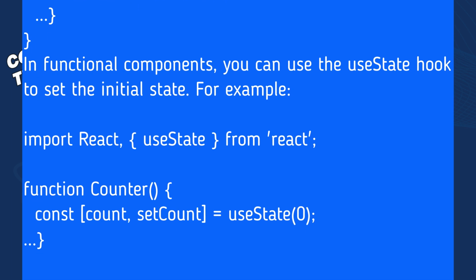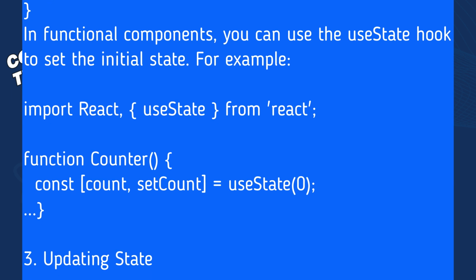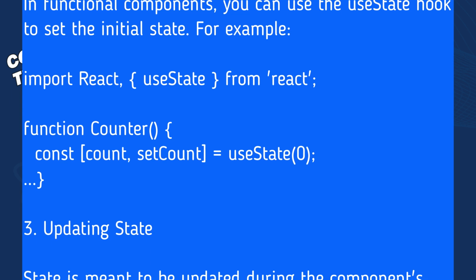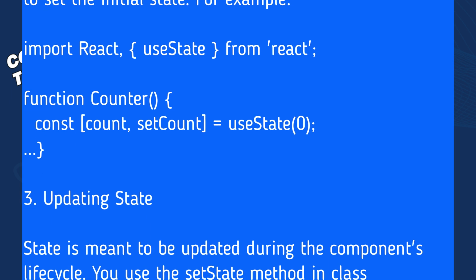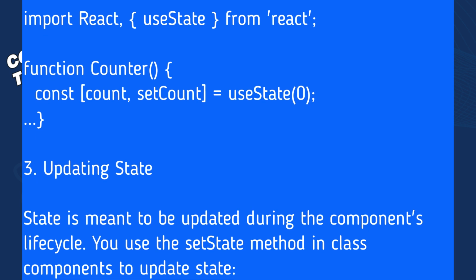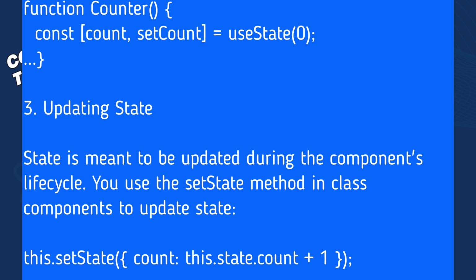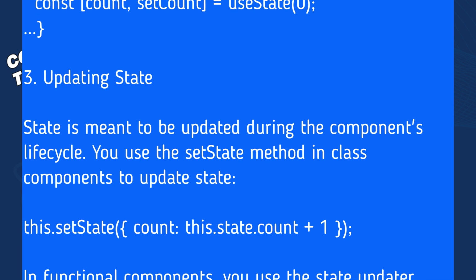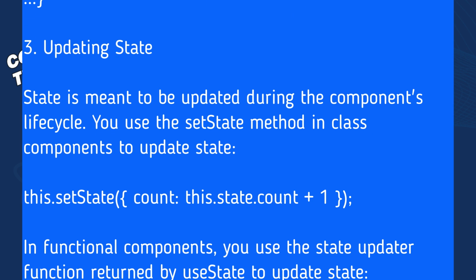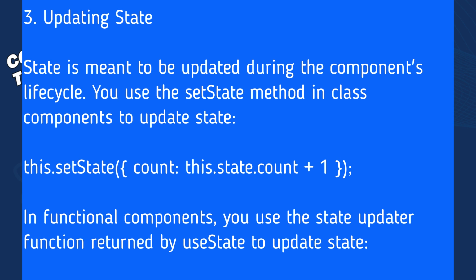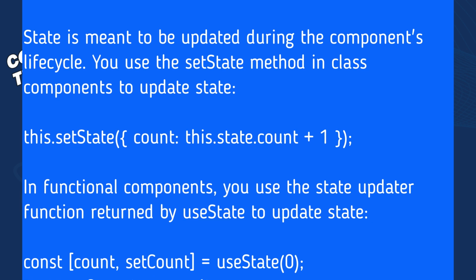3. Updating state. State is meant to be updated during the component's lifecycle. You use the setState method in class components to update state: this.setState({ count: this.state.count + 1 }). In functional components, you use the state updater function returned by useState to update state: const [count, setCount] = useState(0); setCount(count + 1).